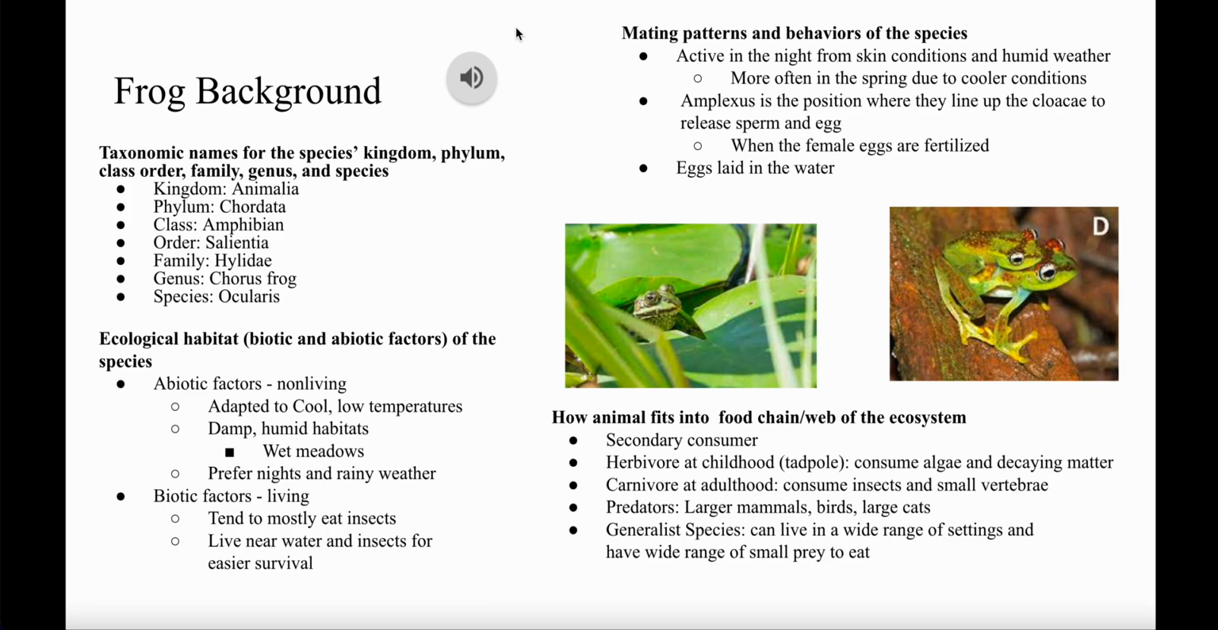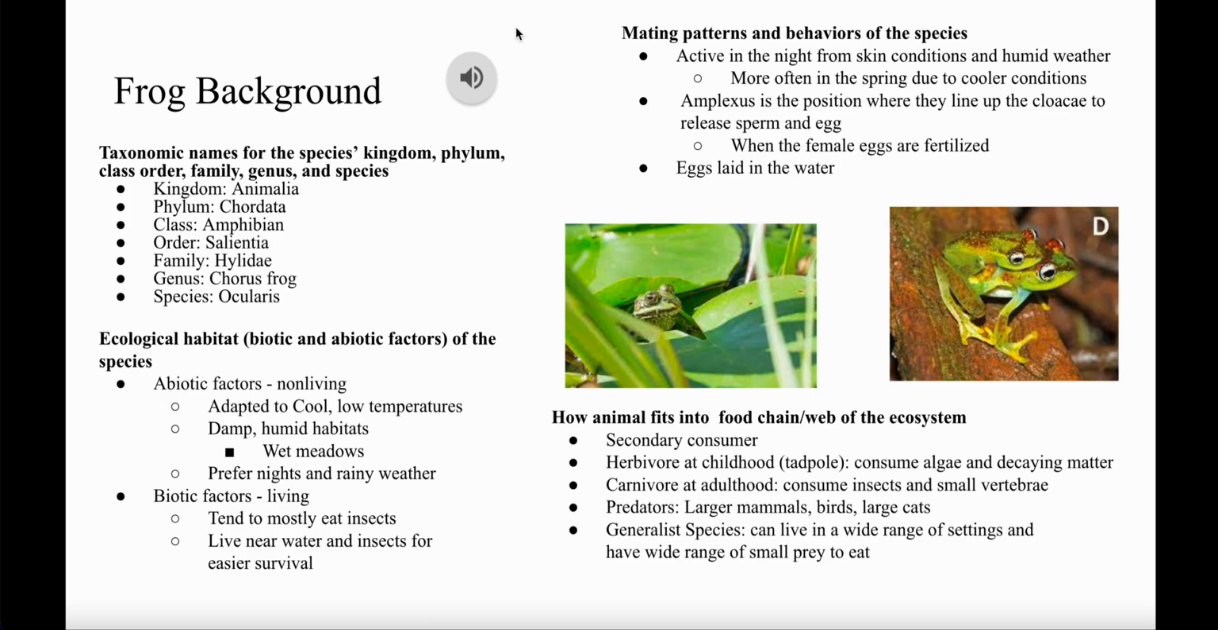So the taxonomic names for it include kingdom Animalia, phylum Chordata, class Amphibian, order Salientia, family Hydaela, genus chorus frog, and then the species is Ocularis. And the ecological habitat that these frogs live in include abiotic factors, which are non-living, such as that they are adapted to cool and low temperatures and live in rather damp and humid habitats, such as wet meadows, and then they prefer nights and rainy weathers, like for their skin.